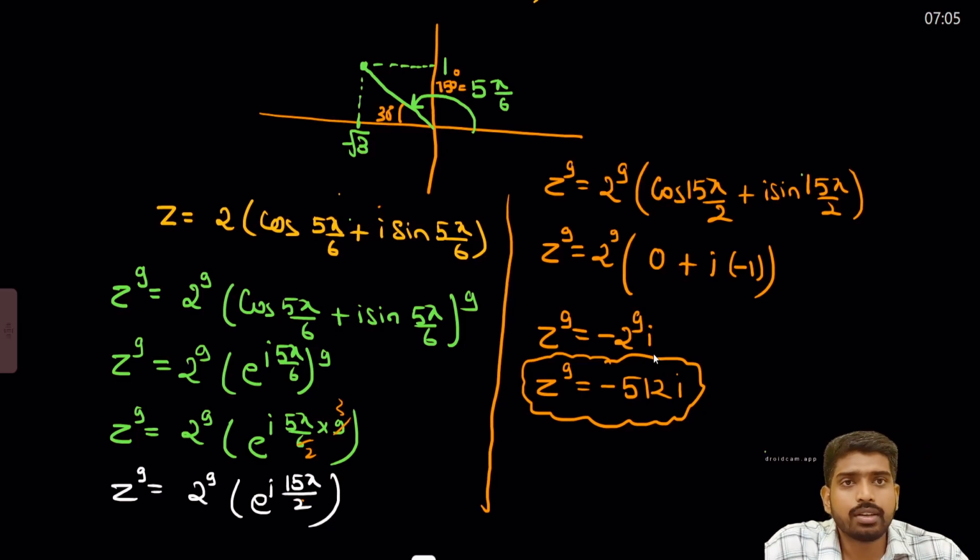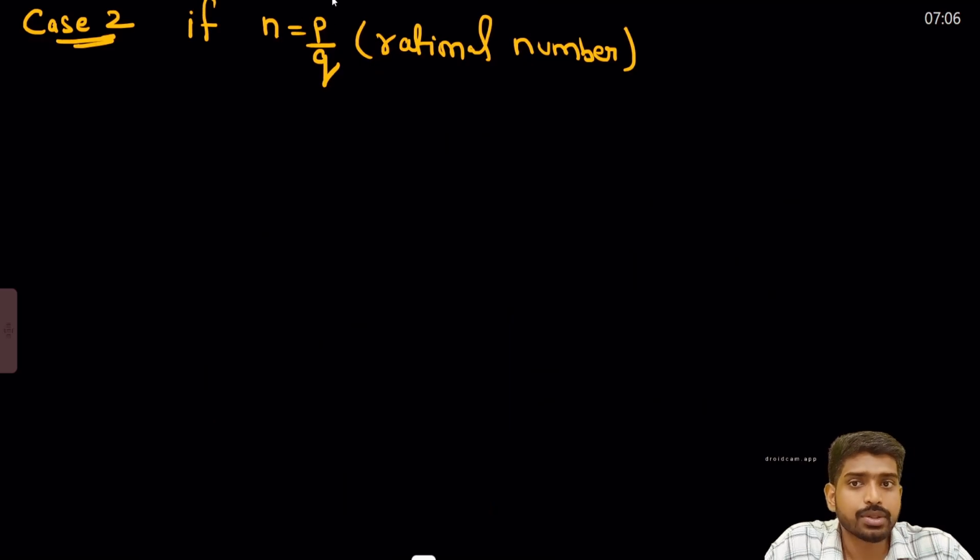Now we'll see further rational powers, how to find if any complex number is raised to the power 1 by 2 or 5 by 3. So how to find those values? So here, case 2, when n value is p by q.